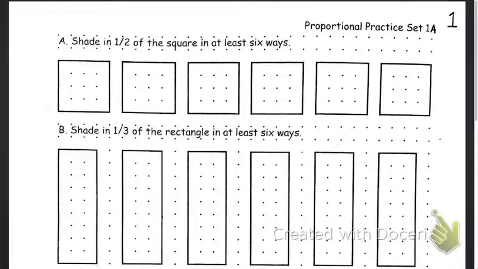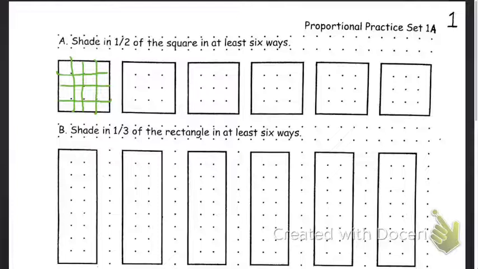Alright, to start out, it says to shade in 1/2 of the square in at least 6 ways. So I'll start out just doing one way. To begin, I like to count how many small squares are in the shape. So if you make some lines, you don't have to make the lines. Then I can see there are 16 smaller squares in the big shape. So half of that would be 8, so all I have to do is shade 8 of them.